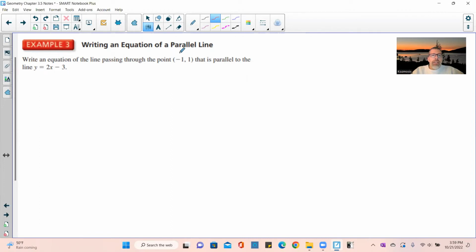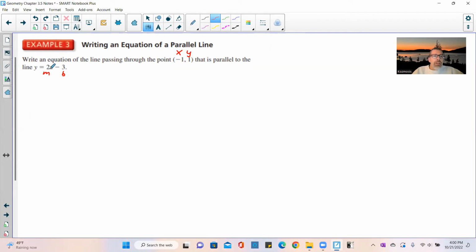So here we go. It says, write an equation of the line passing through the point -1, 1. So that's an x and a y. That is parallel to the line y equals 2x minus 3. And I just label everything up. M being slope, B being y-intercept, and I have a point. So what we have is a line y equals 2x minus 3, and we want an equation of a line that passes through this point parallel to this line. So what do we know about parallel lines?